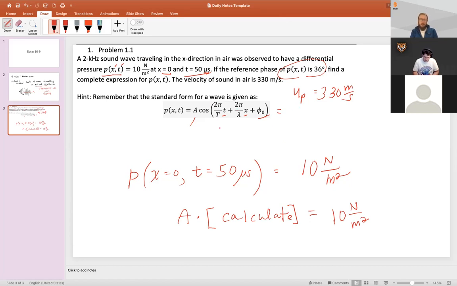So T, right, this is the period. Do you know how to find the period? Just 1 over the frequency. And then what about the wavelength? Velocity divided by the frequency. Yeah, so you're pretty darn close. And then do you know what this is also? The 36 degrees reference. Yeah, exactly. So I think you're pretty close.